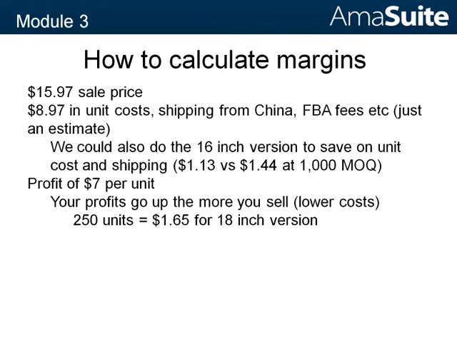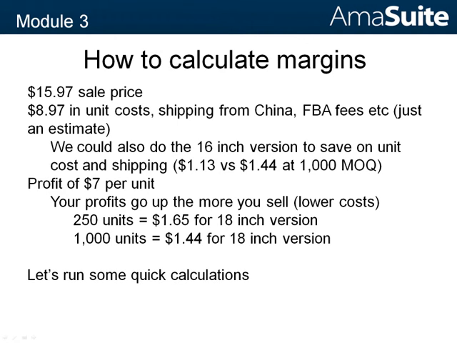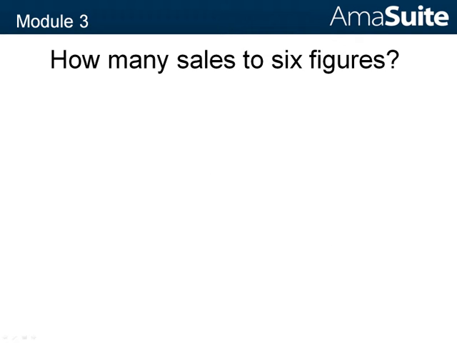If you look at the 250 units we discussed, $1.65 for 18-inch version, 1,000 units, $1.44 for 18-inch version. Again, we're going to be saving quite a bit of money, even just going from 250 to 1,000. So let's run some quick calculations that will help you determine what it will take to get to a six-figure business.